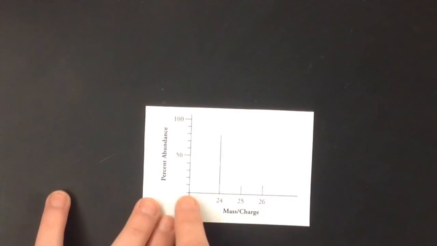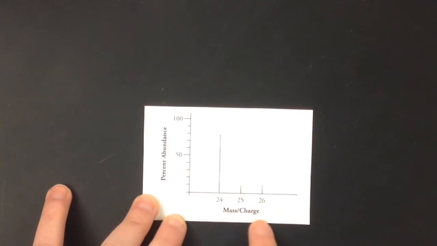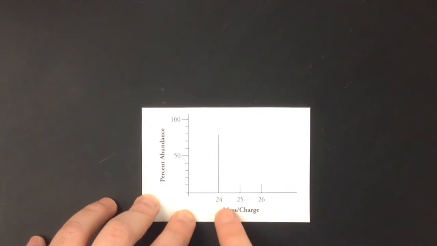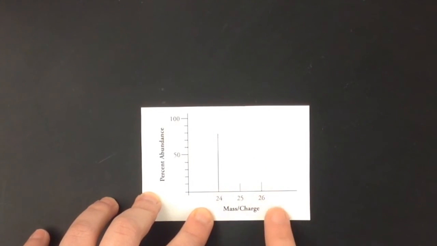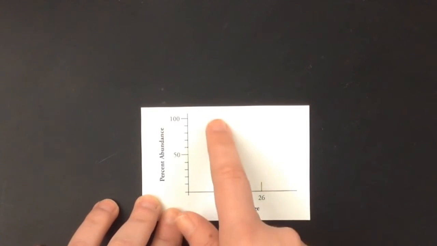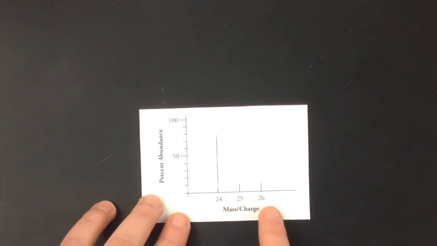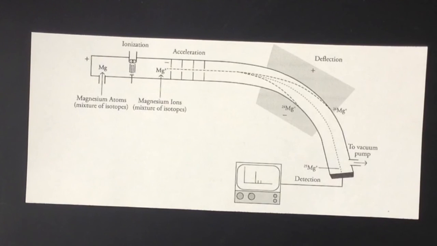And so on our y-axis, we have the percent abundance, and on our x-axis, we have the mass to charge ratio. So that tells us what the different isotopes are. So in this particular case, the isotope magnesium 24 has the highest abundance. 25 is just a little bit lower than 26. And so you see these straight lines on these graphs, and that tells the relative abundance of each of the different isotopes. And so that's one of the main ways that scientists can figure out the abundance of the different isotopes in a sample of a particular element.